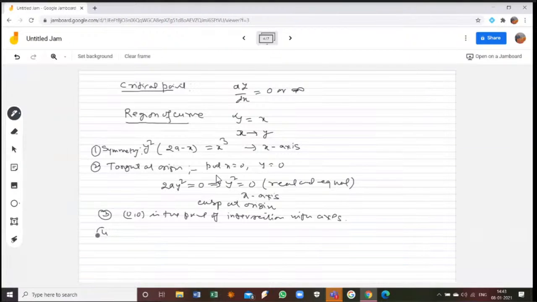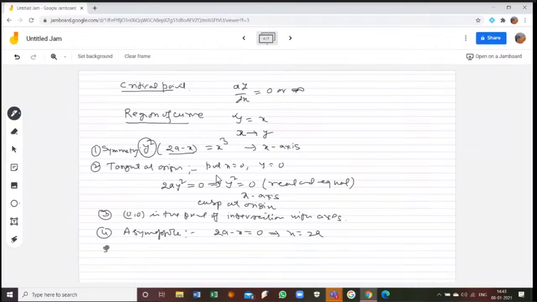Okay. Now this is the third one, intersection with the axis. Now we go for the fourth one, that is the asymptote. Is there any asymptote for this curve? Then you will find out by equating to 0 the coefficient of y square, that is 2a minus x. So 2a minus x equal to 0. It means that x equal to 2a is the line of asymptote.